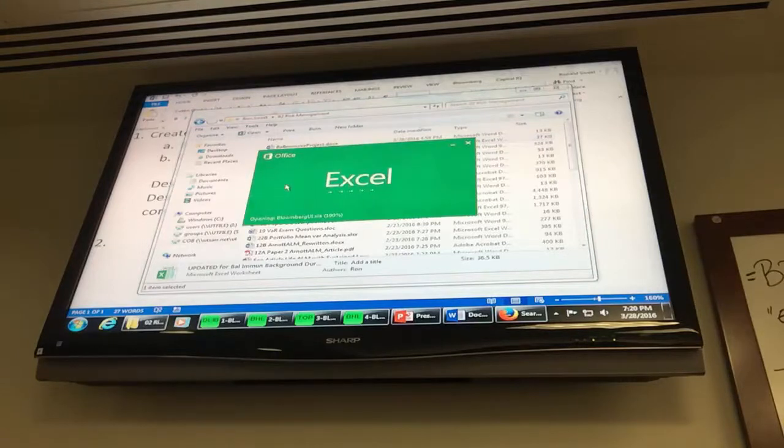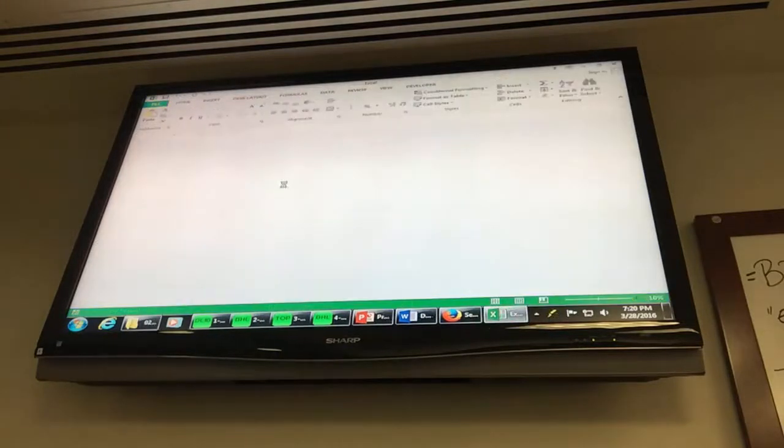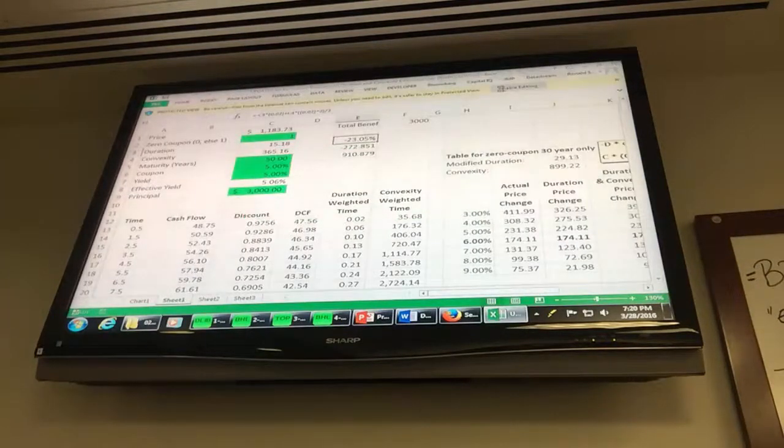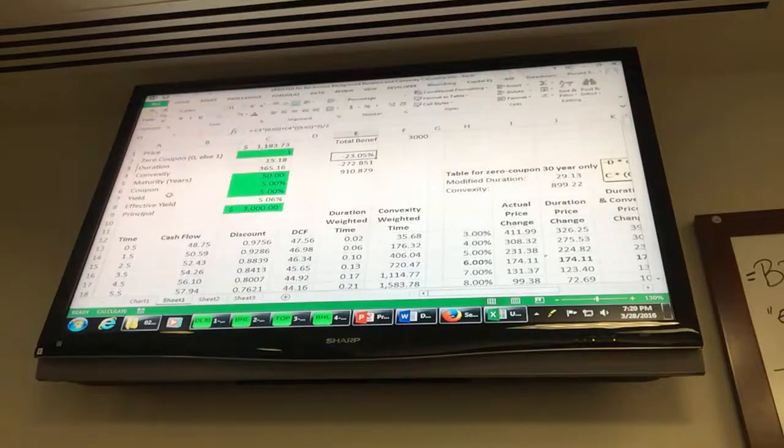So I took the file I gave you. It's out there on Blackboard. It's that duration convexity file. I don't know if y'all remember that. What I did is I did it a little bit differently.